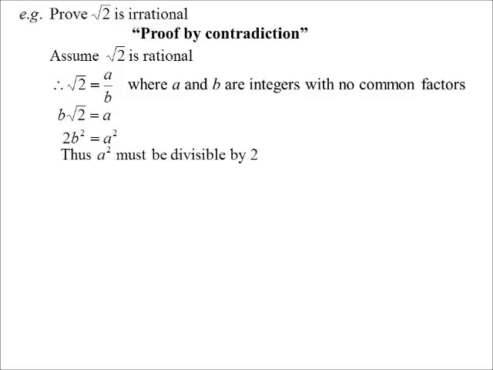Now hang on a sec. 2b squared is equal to a squared. That means a squared has a factor of 2. Right. But the thing is, if you've got a square that has a factor of 2, it must have a factor of 4, because it's a square. So all its factors will appear twice to make up the square.